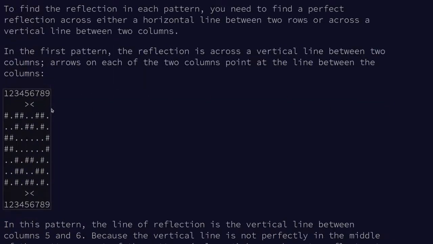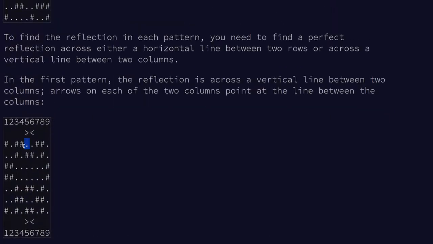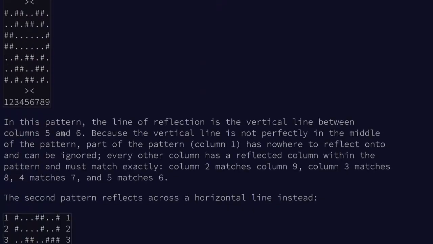To check the reflection, what I was thinking is we start with these pointers, let's say i and j, and we keep on expanding them, pushing the left to the left and right to the right. As long as they are inside the grid, we compare. If they are not, we can end the iteration and say that okay, this is a reflection. We do it for all the rows, and if all of them match, then that particular vertical line is good.